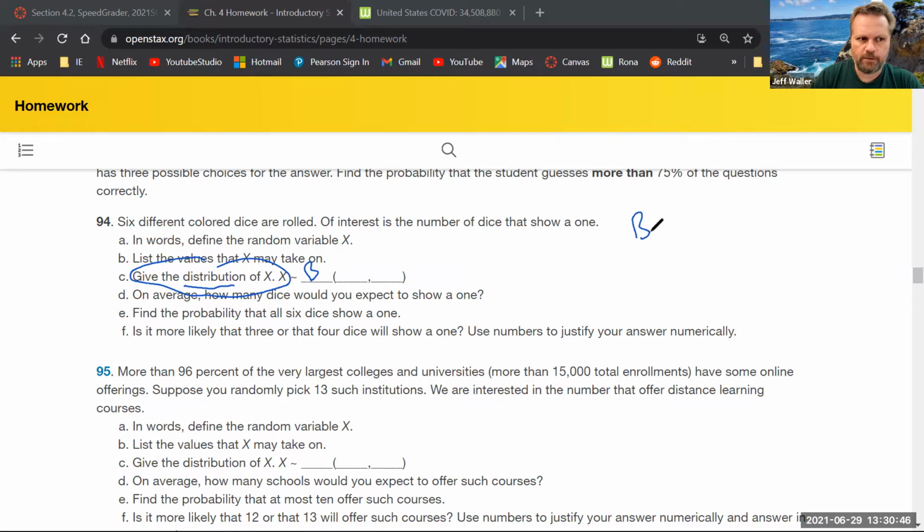The answer can either be B for binomial, and then N and P are the most important things to know. It could be U for uniform, and then the beginning and the end number are the most important things, yes. Or it could be N for normal, and then mu and sigma are the most important things.